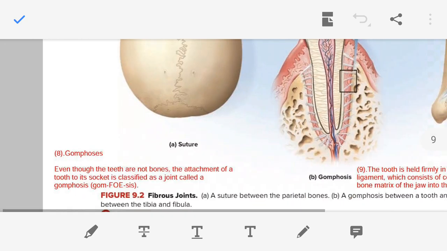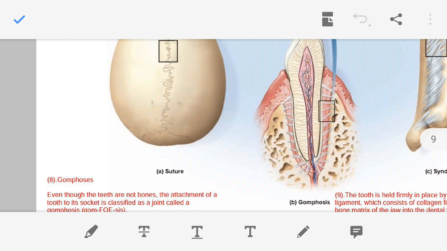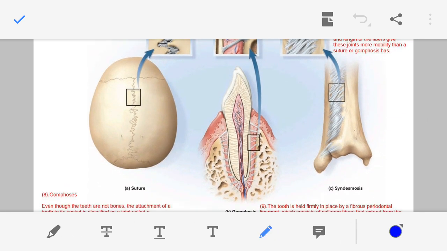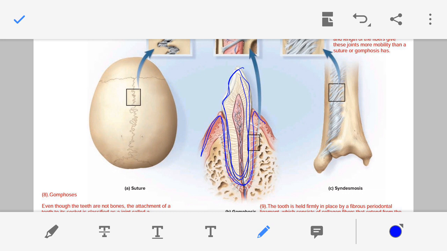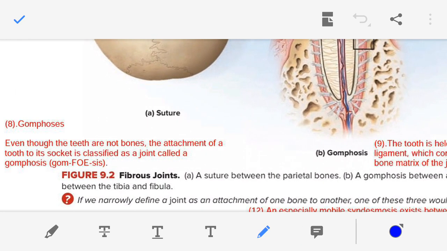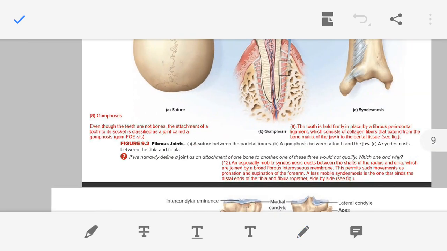So gomphosis, as you can see over here in the figure, this is our teeth, and this one is the socket of the teeth. So the teeth are present in the socket. Between the teeth and the socket, the joint is known as the gomphosis.